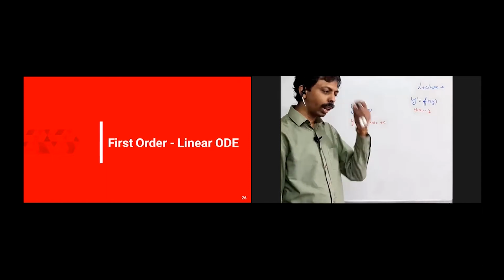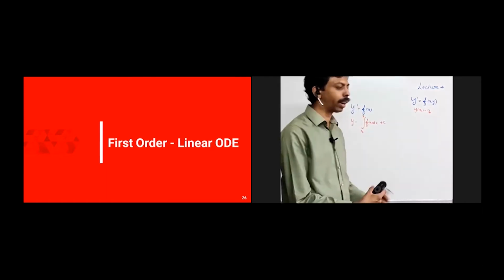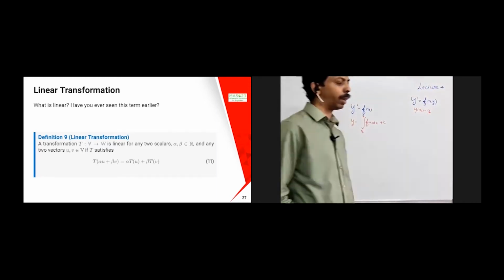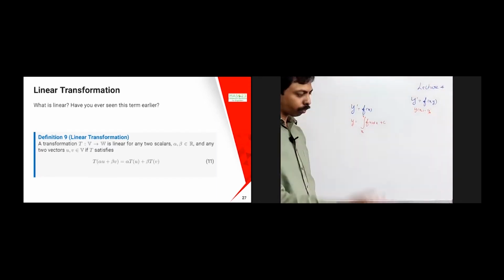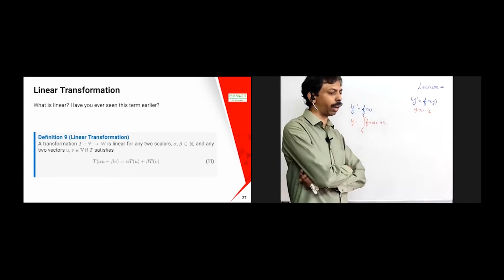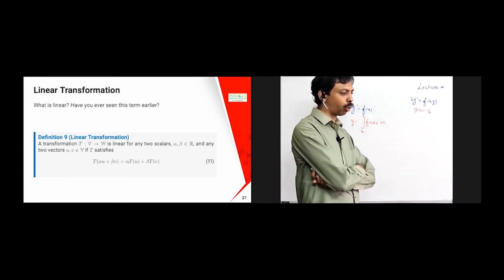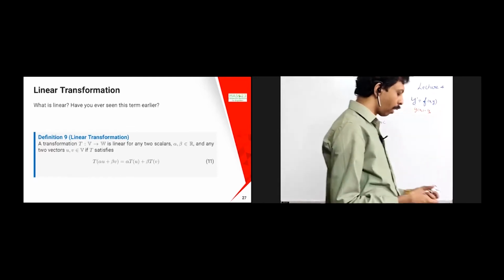So now we are going to deal with the first order linear ODE. Okay, first order linear ODE, which we need to see what it is. So first we need to understand what linear means. You might have studied this kind of thing in a linear algebra course or somewhere. So that's a linear transformation.